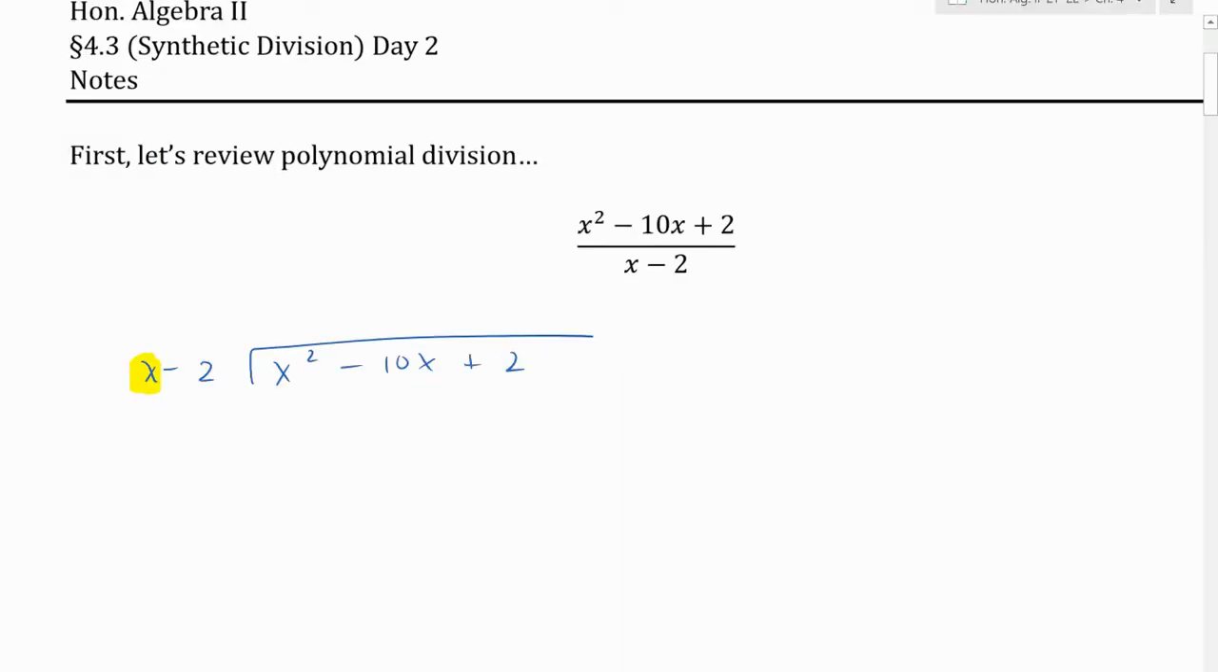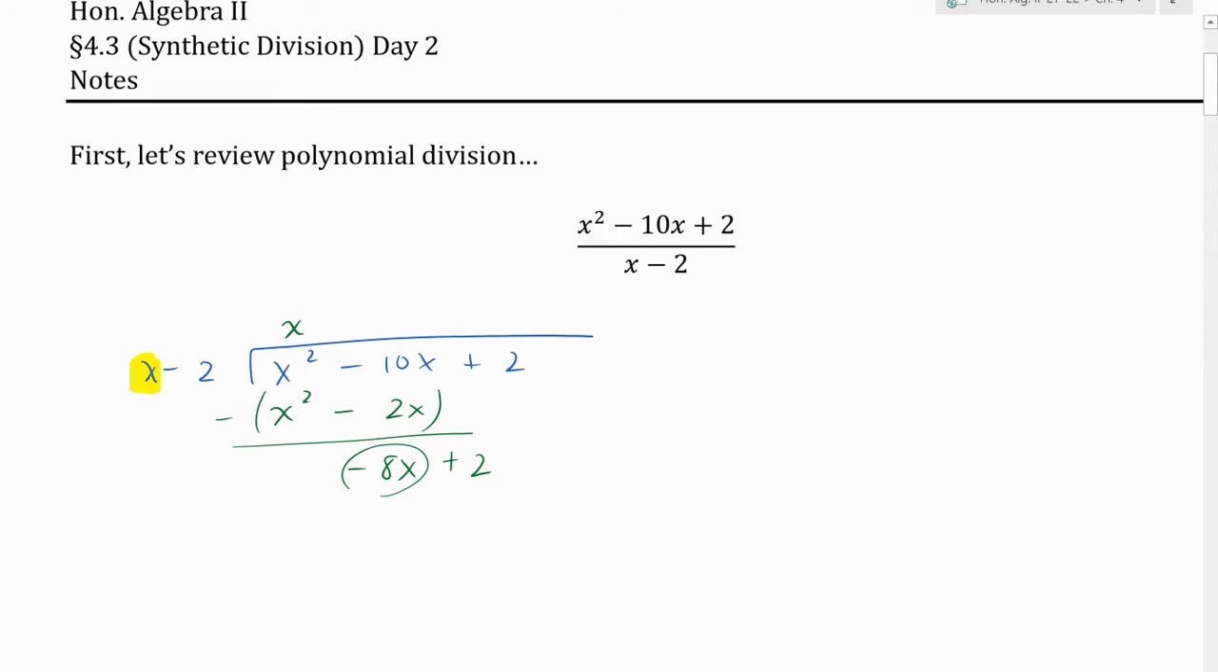What do you multiply x by to make x squared? That'd be an x. So that's how many times x goes into x squared. X times, and then just like in regular long division, it's just an algorithm. We just follow the rules. Subtract it, -10 plus 2 is -8x. Bring down the next one, we start all over again.